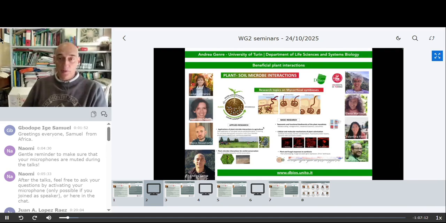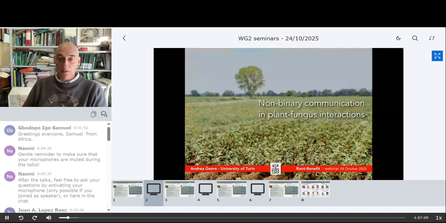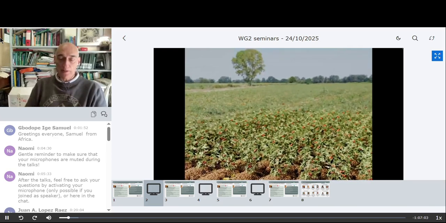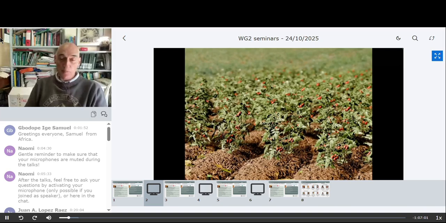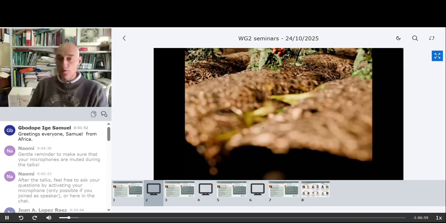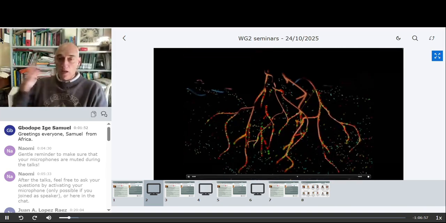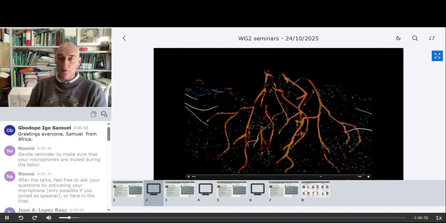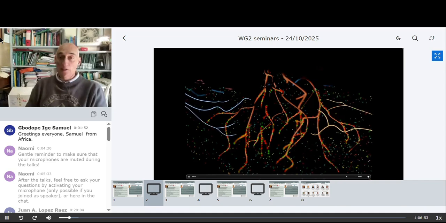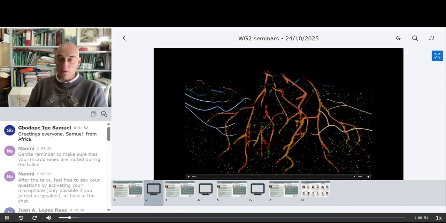So let me just step into my topic today. As we all know very well, plants interact, and in particular the roots, or the root system of plants, interacts with a high number of different microbes. Many of them are bacteria, but fungi also play a major role in this microbiota, this root-associated microbiota.